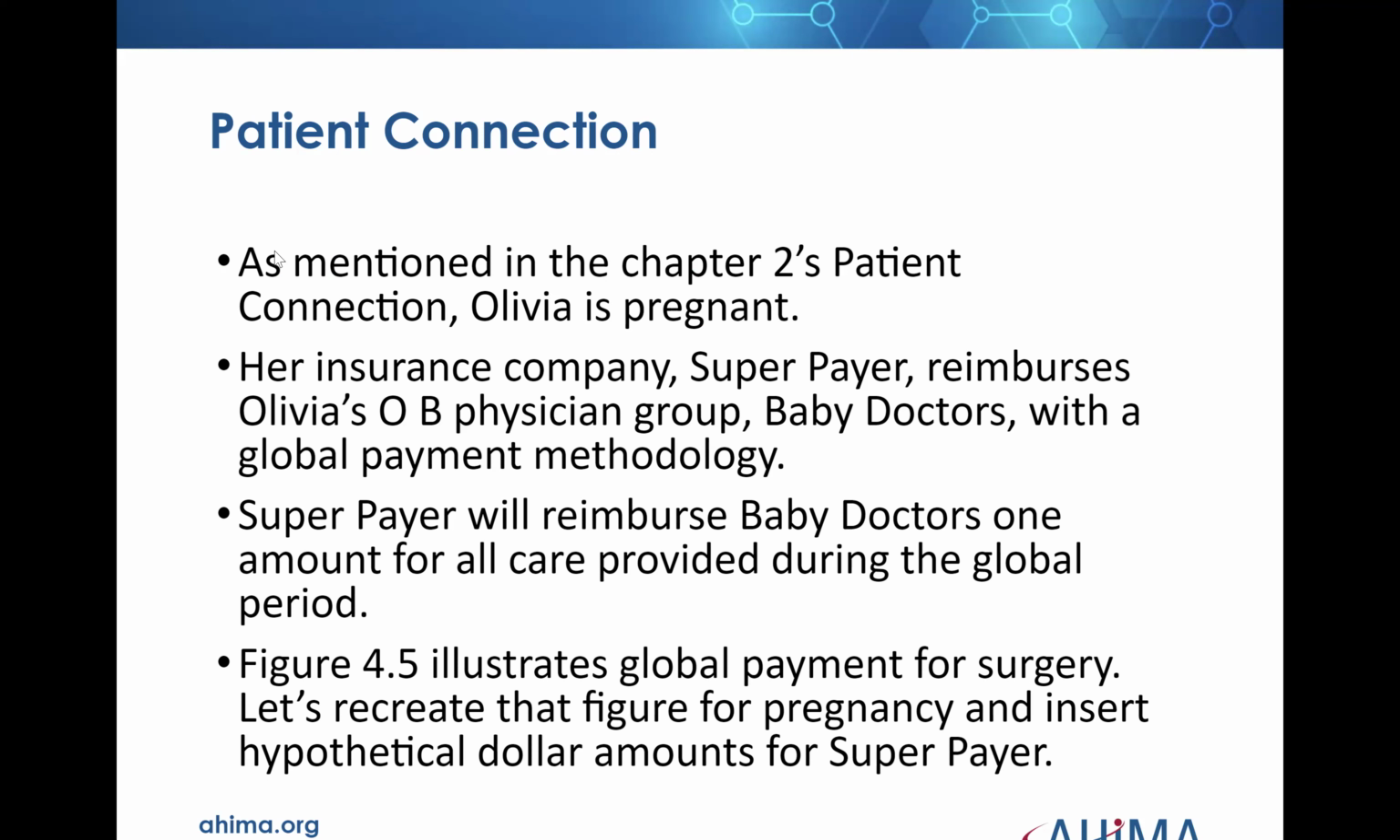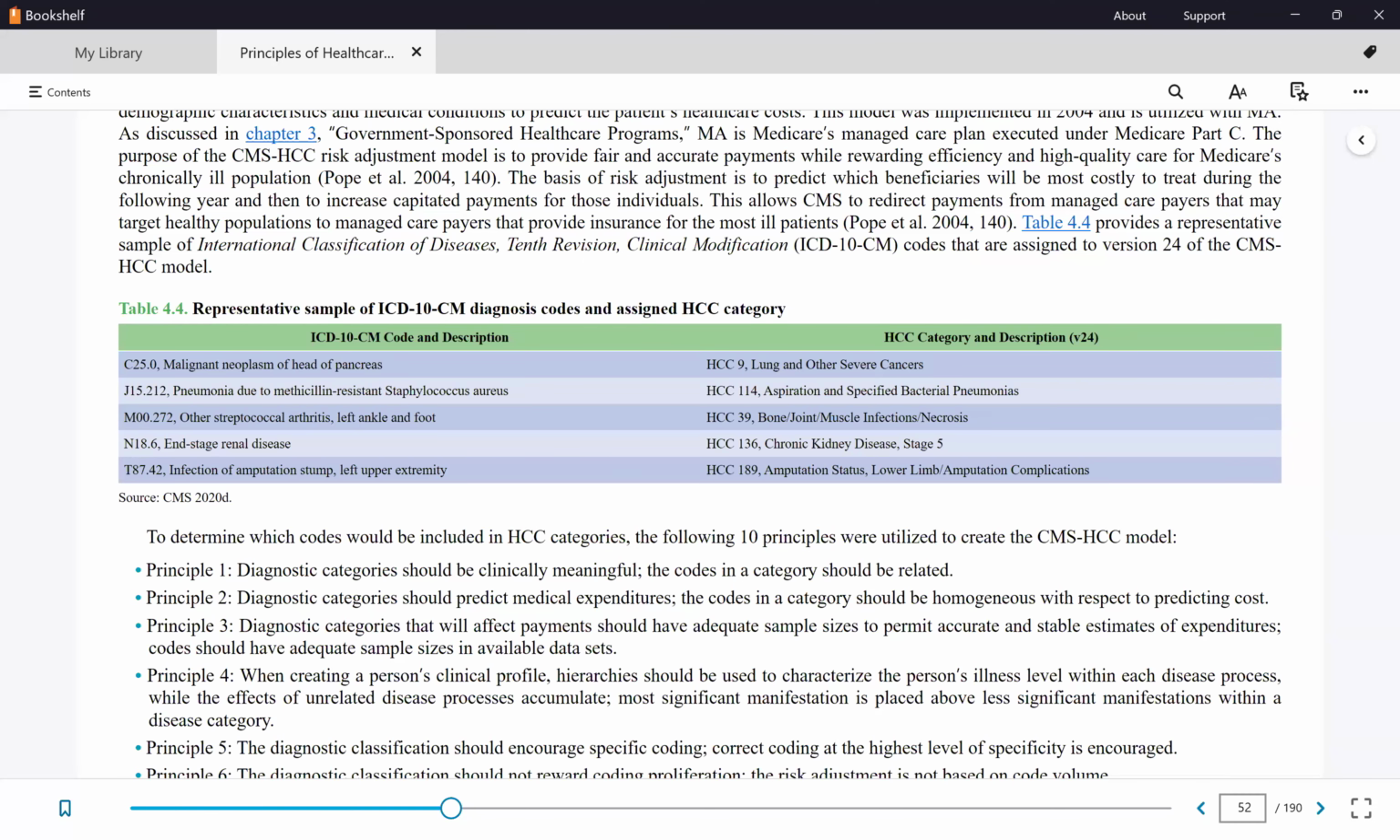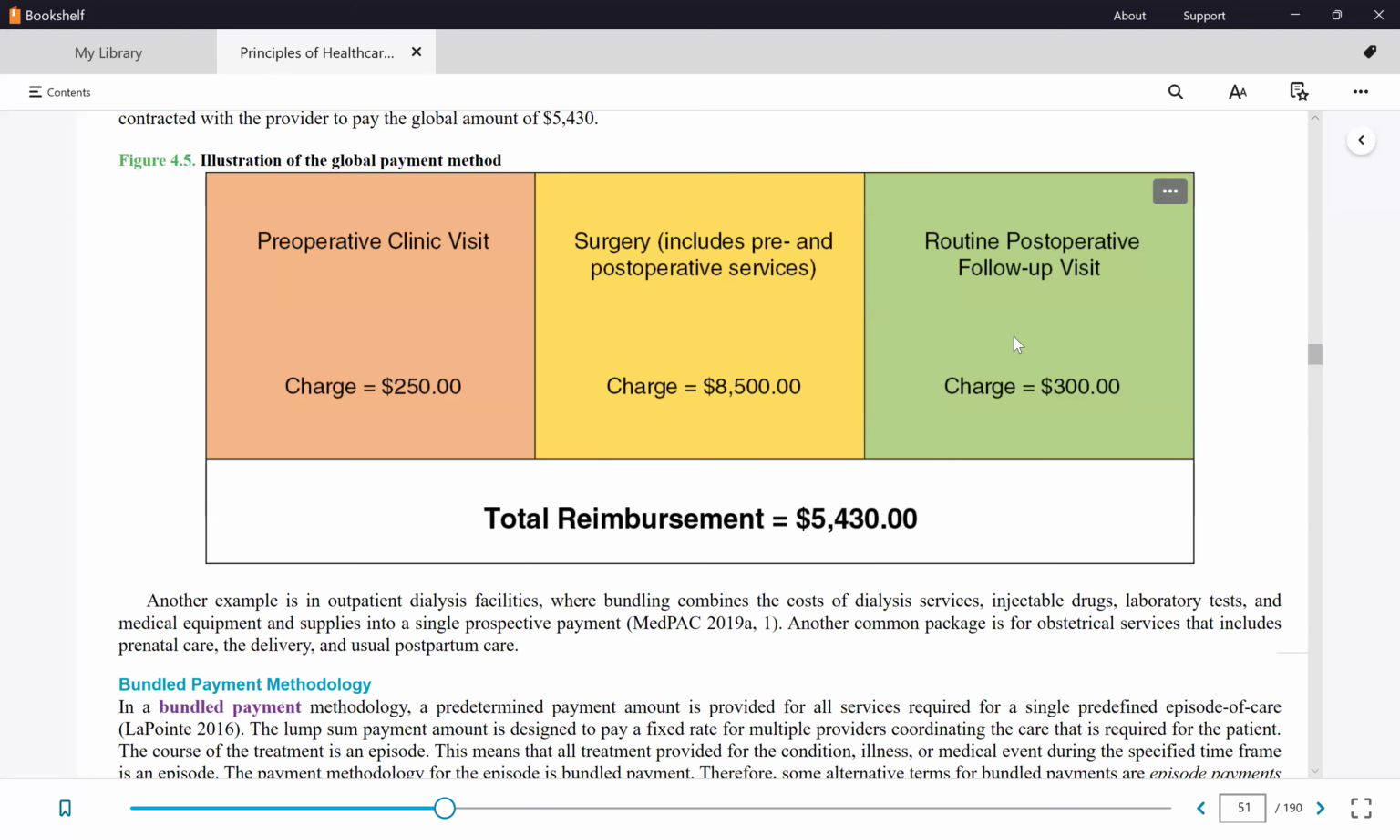I'm going to let you do these illustrations on your own, but let's take a quick look at figure 4.5. Sorry about that, struggling to find the figure. So pre-op clinic visit, $250. The surgery, $8,500. The routine post-op charge of $5,430.